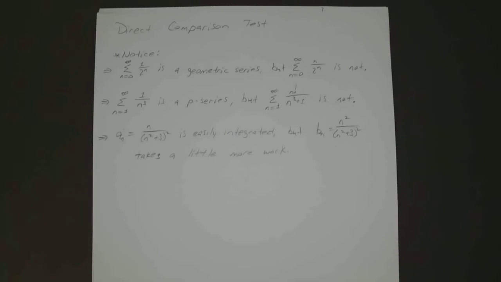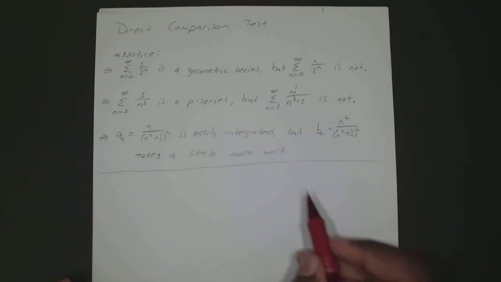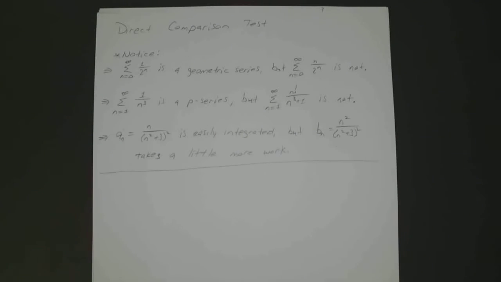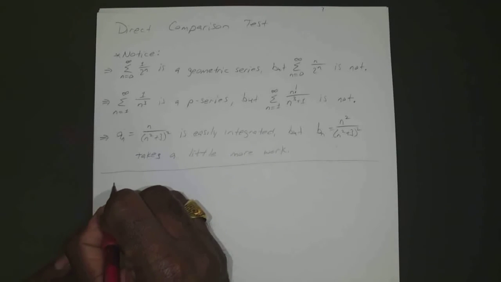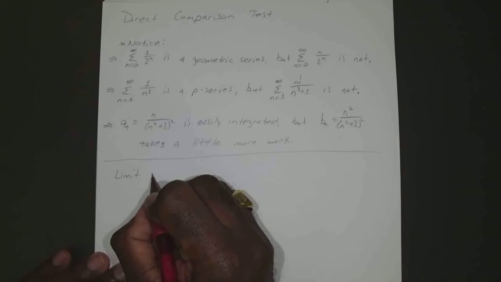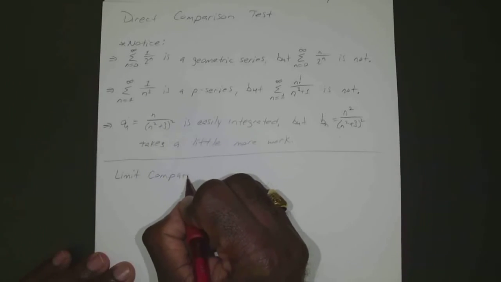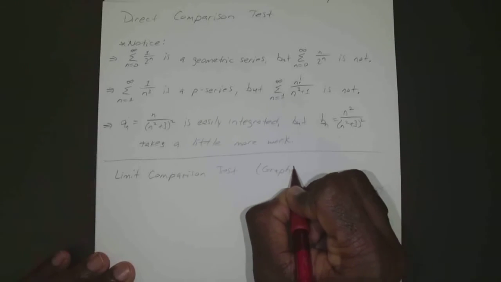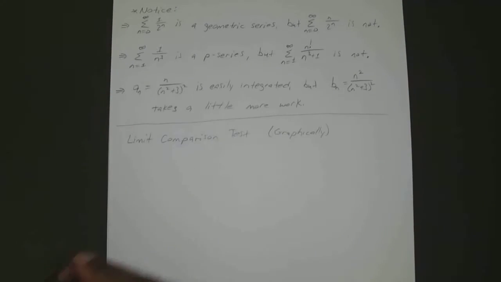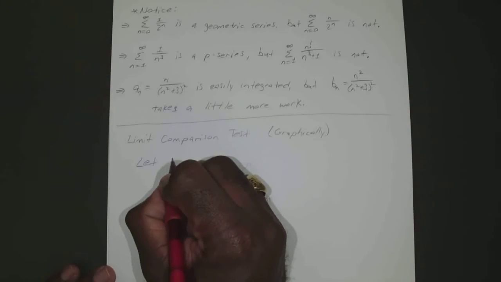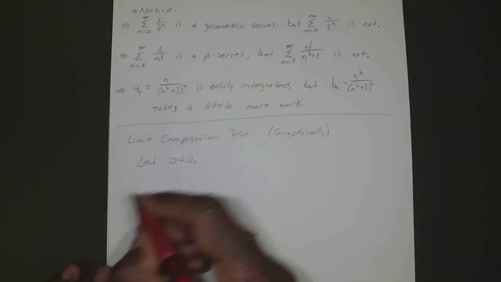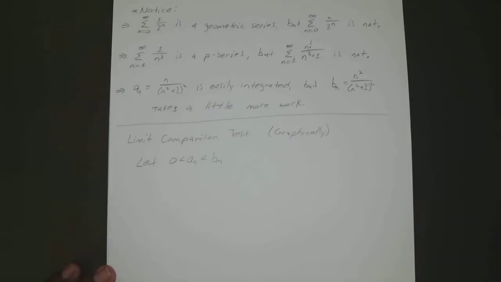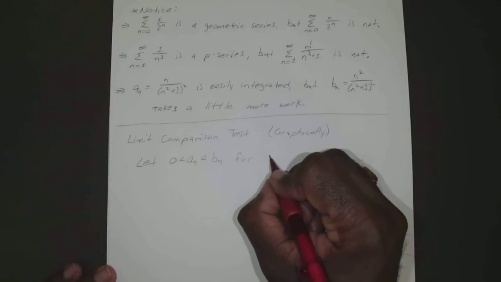Okay. So with the direct comparison test, you can actually use limits that you already know to find out whether or not it converges or diverges just by comparing them. I'll show you what I mean graphically before I actually point it out. Let's say we let some series a sub n be less than b sub n for every value of n.